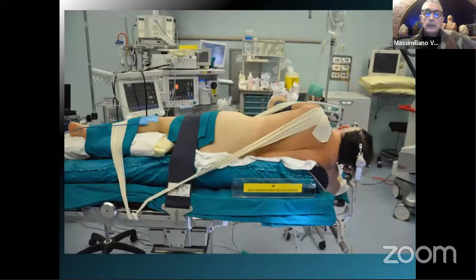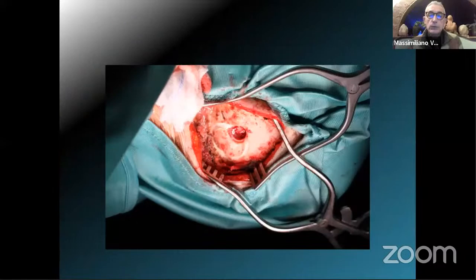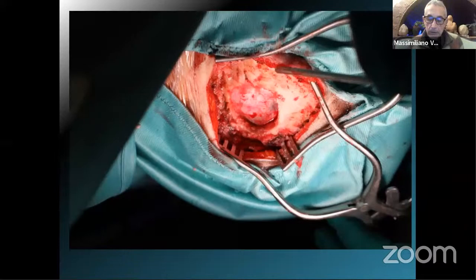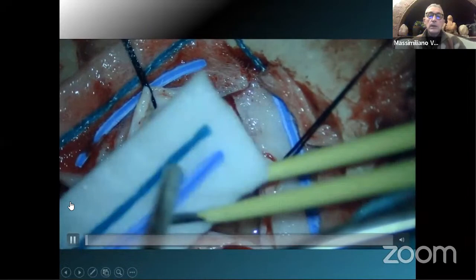This is a lady who underwent radiosurgery for a typical trigeminal neuralgia some years before, with a recurrence of a typical left-sided trigeminal neuralgia. And we opened according to the surgical principles which were exposed a few slides ago. And this is what we have found in this case.